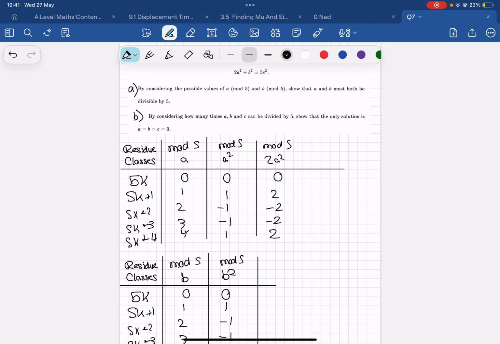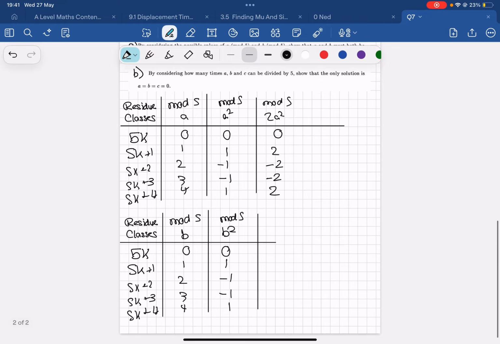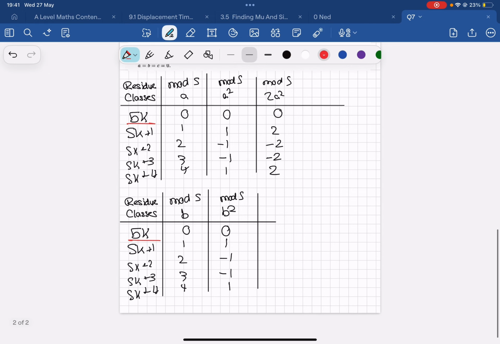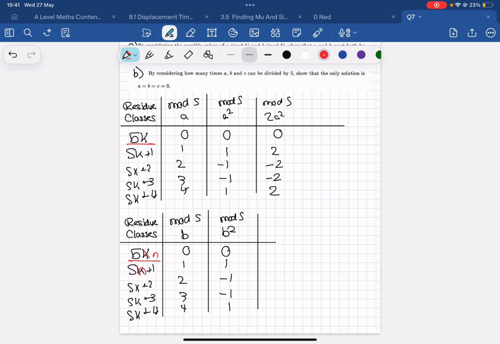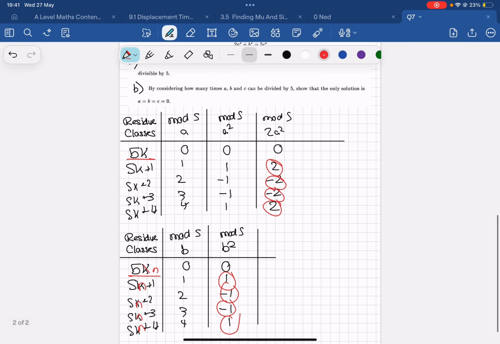By considering the possible values of a mod 5 and b mod 5, show that a and b must both be divisible by 5. Right, so a and b are both divisible by 5 when they equal 5k. We should actually be using different letters, so let's use n. Now, if you look at the residue classes of b squared and 2a squared, they have 1s, minus 1s, minus 1s, and 1s, and 2, minus 2, minus 2, and 2.